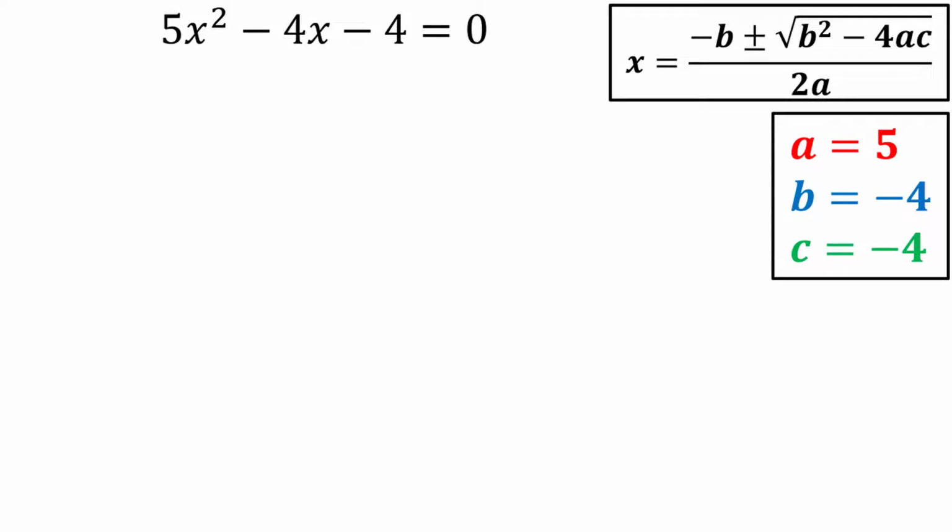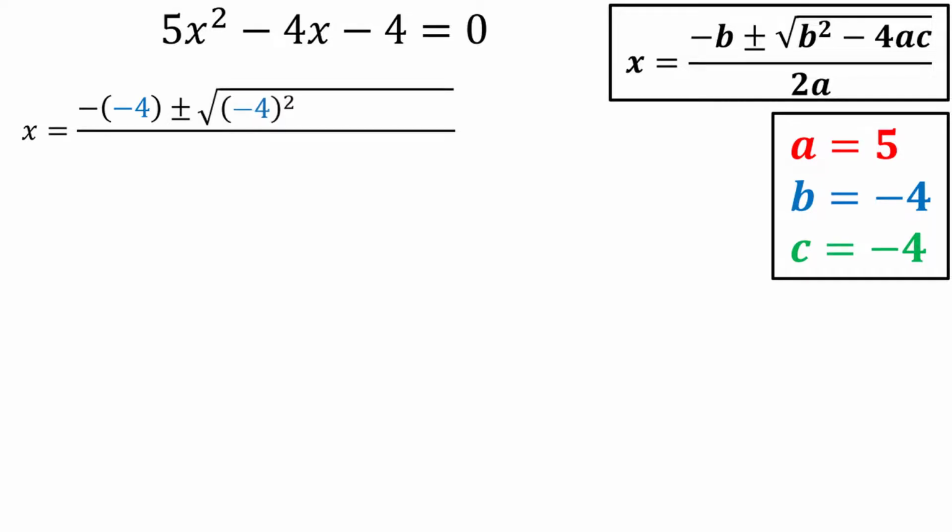Plugging into the formula, we have negative 4 plus or minus the square root of negative 4 squared minus 4 times 5 times negative 4, all divided by 2 times 5. Pause the video if you need to verify where all the numbers are coming from in the formula.